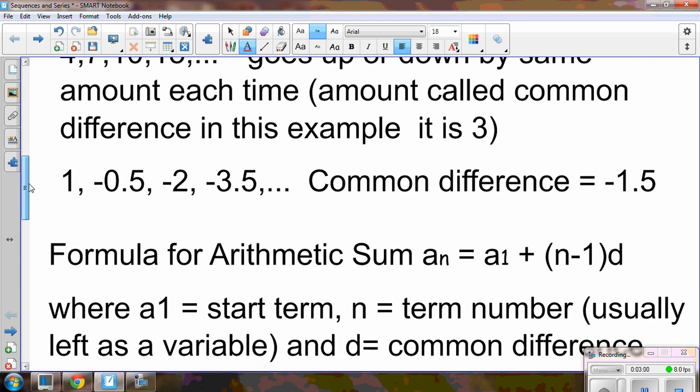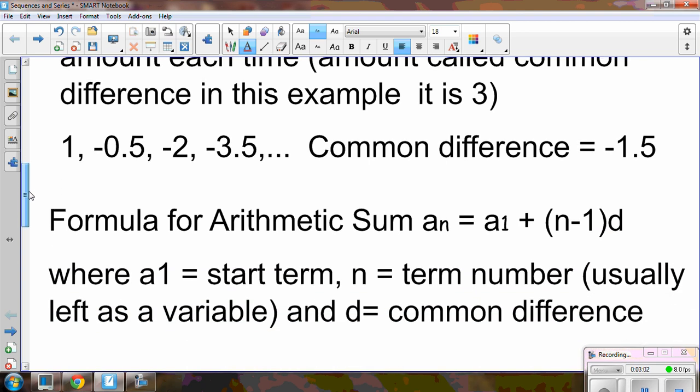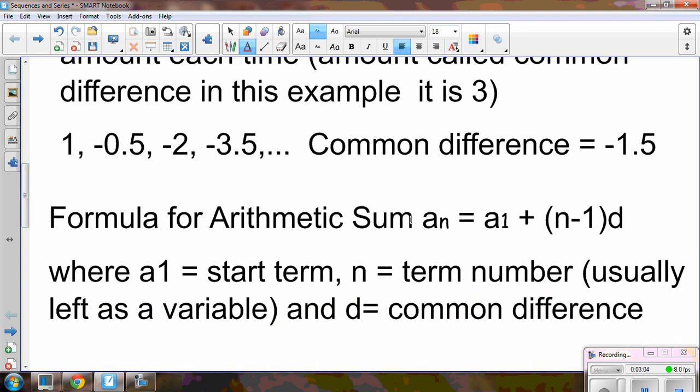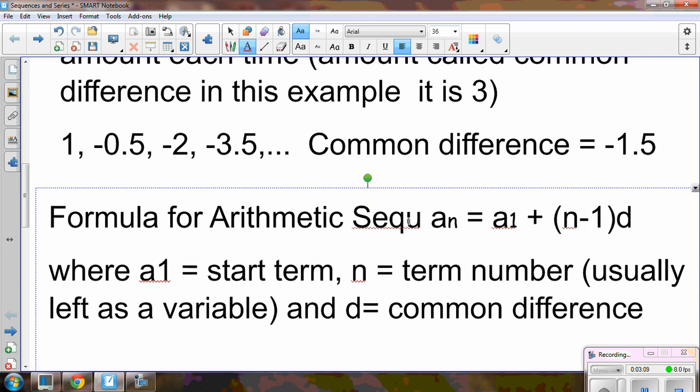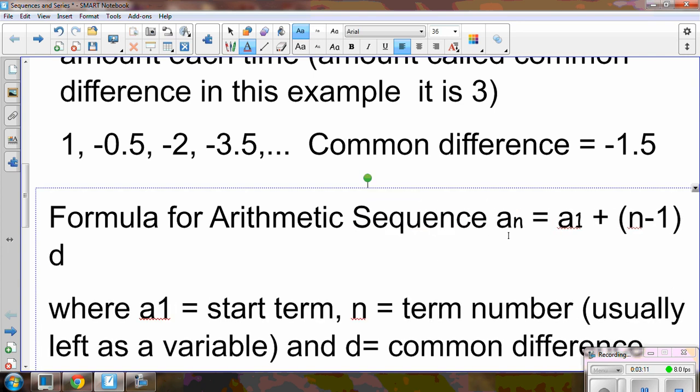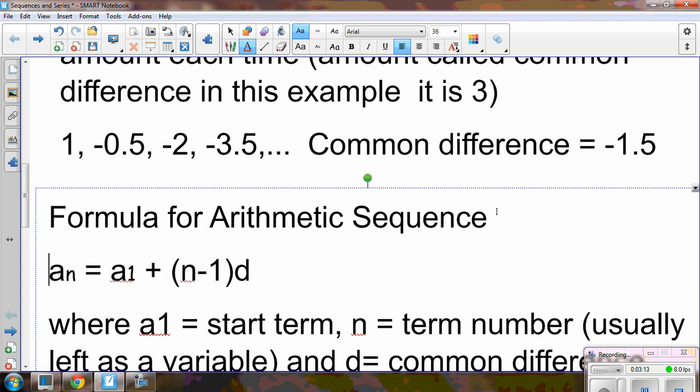If you were asked to calculate the formula for an arithmetic sequence or sum, this should be sum. That's a typo on my part. Or this should be sequence. Here is the formula for the arithmetic sequence: a sub n equals a sub 1 plus n minus 1 times d. Well, what on earth are all of these?